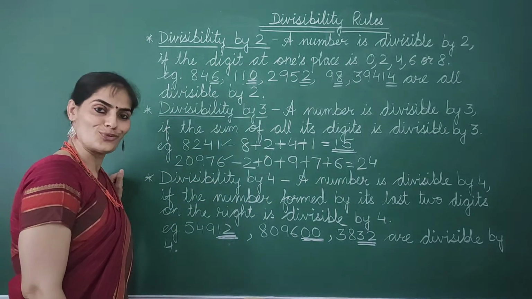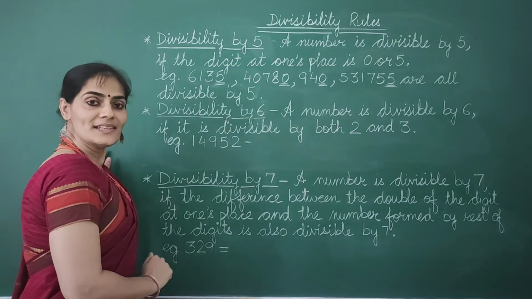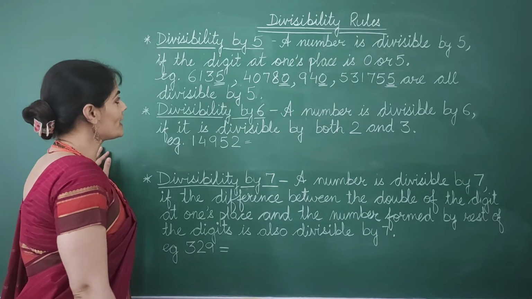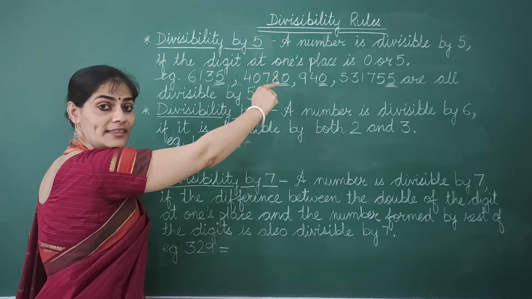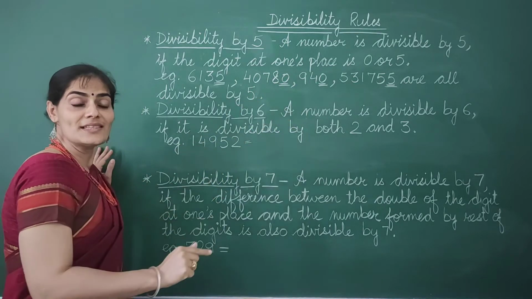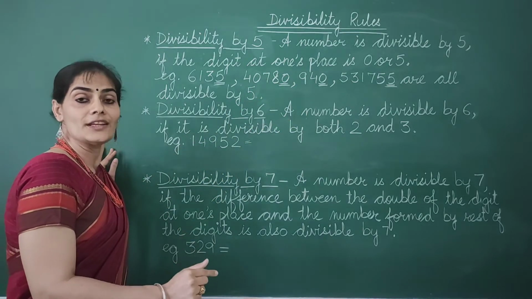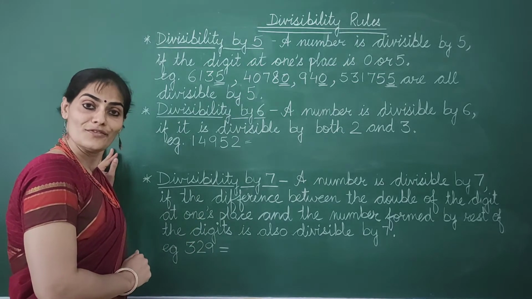If the number formed by the last two digits is divisible by 4, then the whole number itself will be divisible by 4. Divisibility by 5. A number is said to be divisible by 5 if the digit at one's place is either a 0 or a 5. That means if a number ends in 0 or 5, it will surely be divisible by 5.